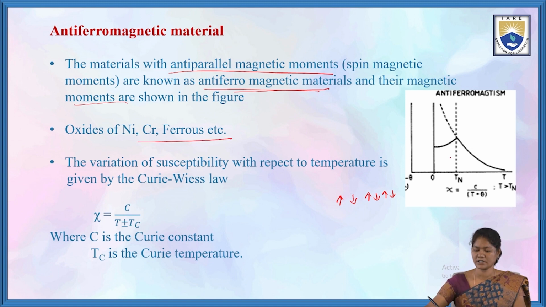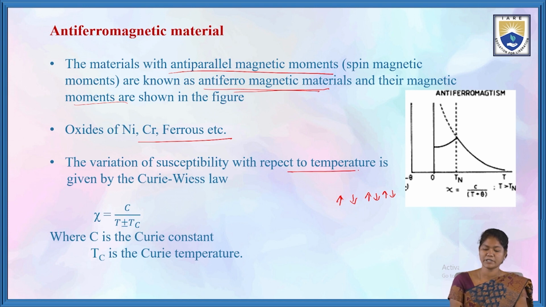Here you can see in antiferromagnetic materials the Neel temperature. The variation of susceptibility with respect to temperature is given by the Curie-Weiss law. From the Curie-Weiss law, the susceptibility chi is equal to C by T plus or minus Tc, where C is the Curie constant and Tc is the Curie temperature.